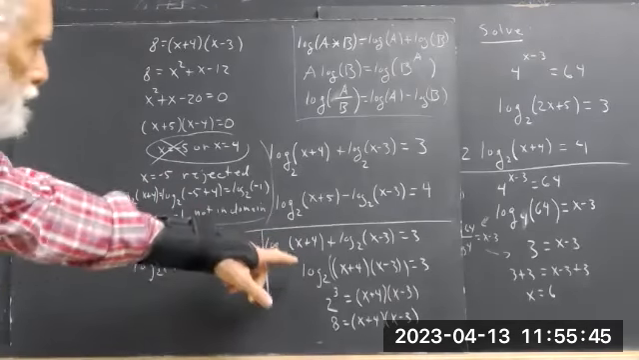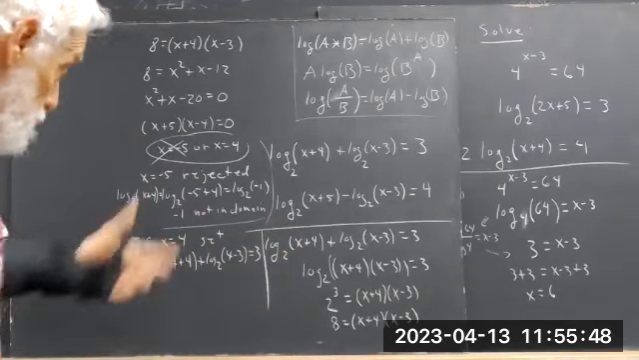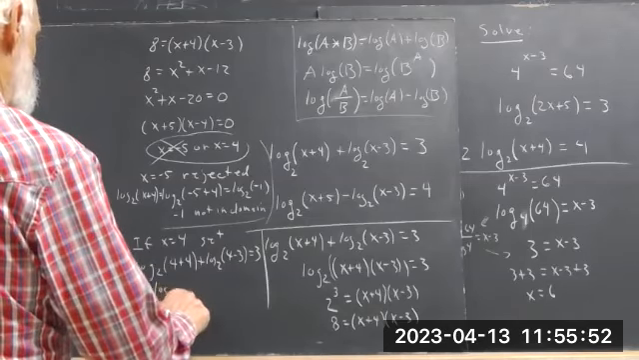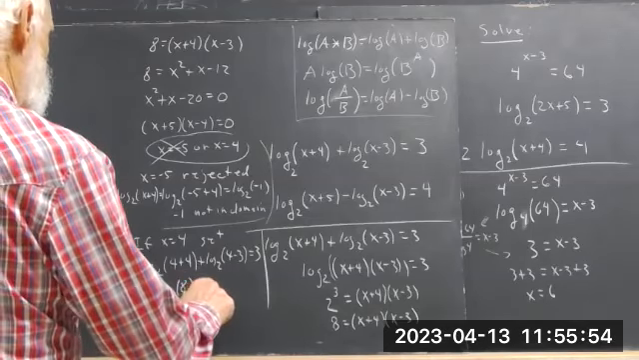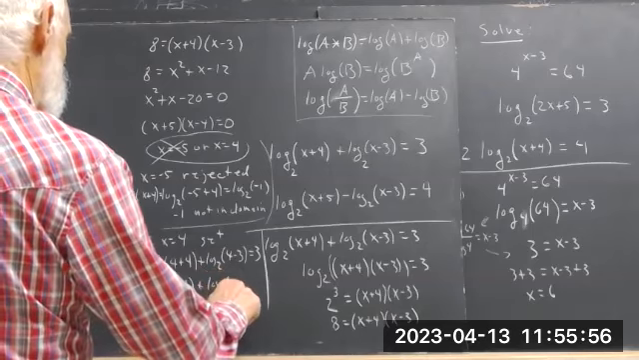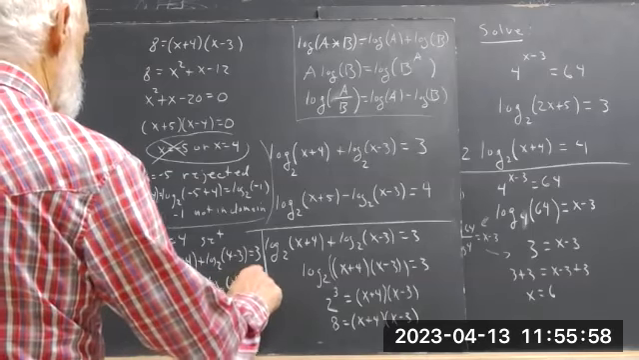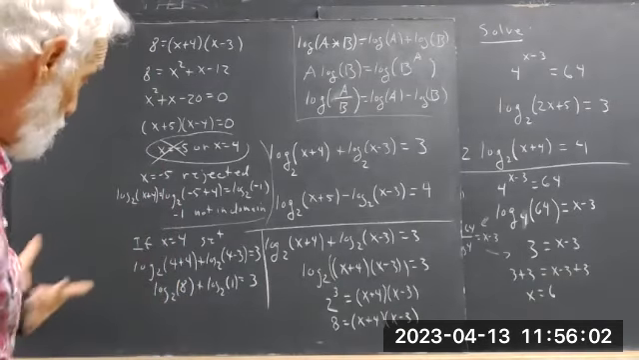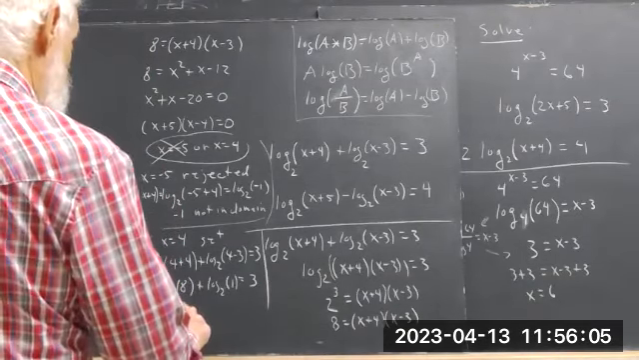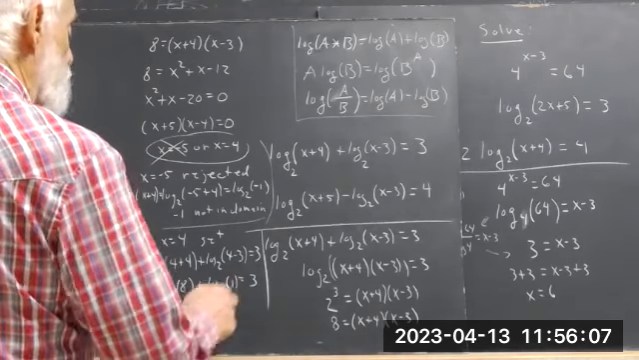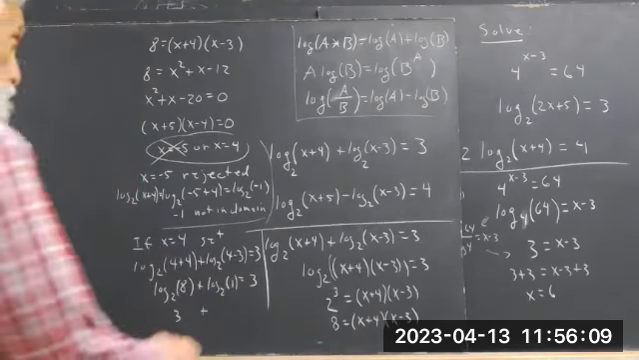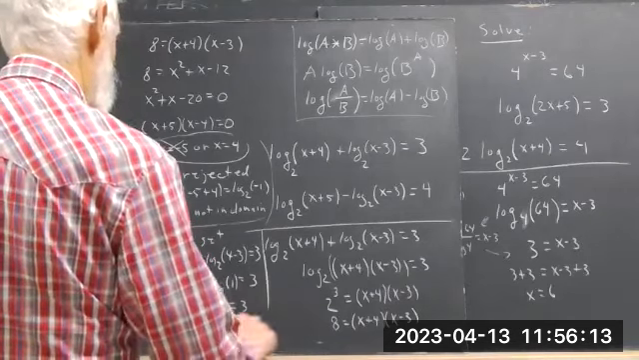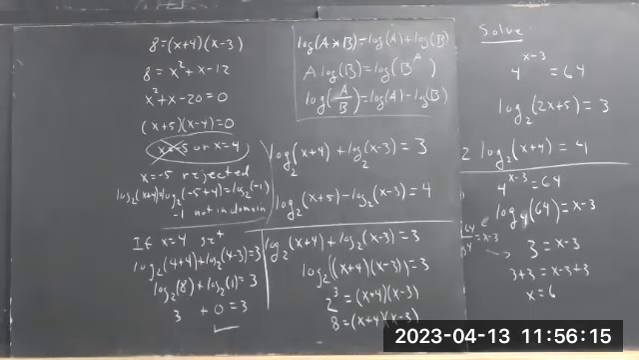If we plug in x equals 4, this is what we get. We can easily verify that. That's log 2 of 8 plus log 2 of 1 equals 3. 8 is 2 to the third power, so log 2 of 8 is 3. 1 is the 0 power of 2, so that's 0. 3 plus 0 equals 3.